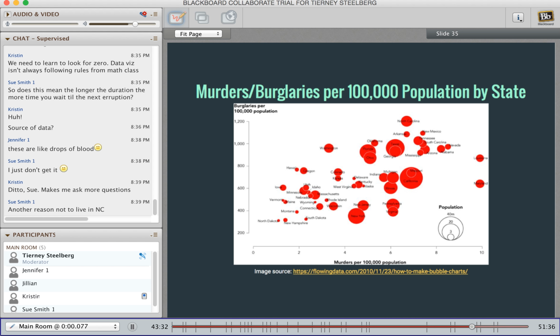Smith says another reason not to live in North Carolina. Yeah, it is right up there at the top for burglaries and decently far along for murders.